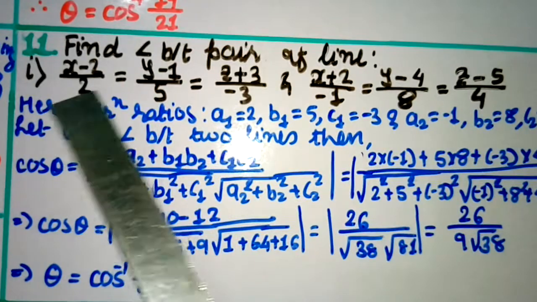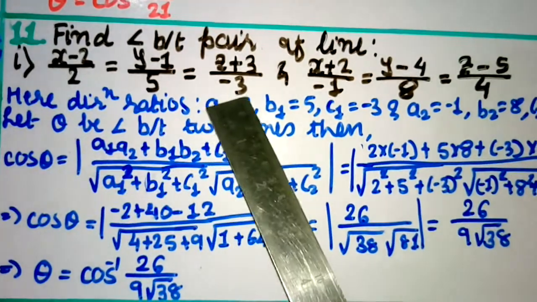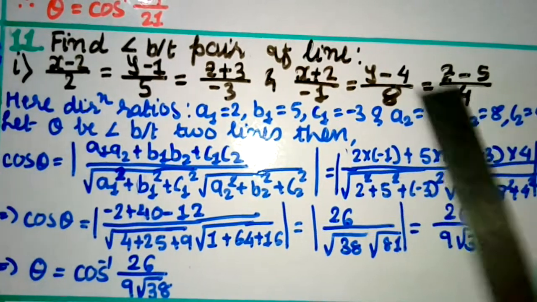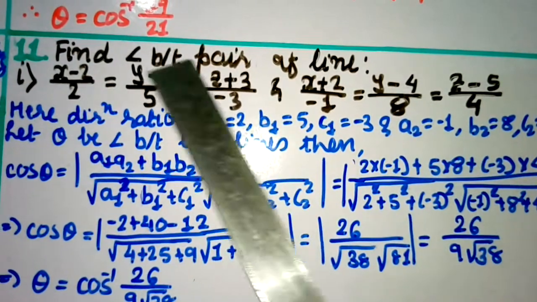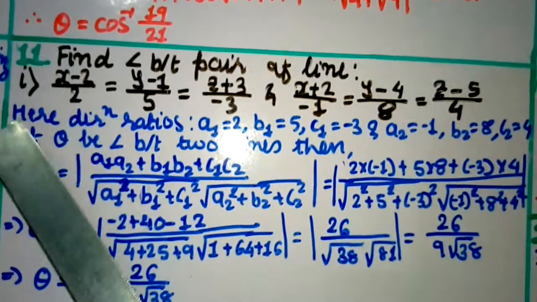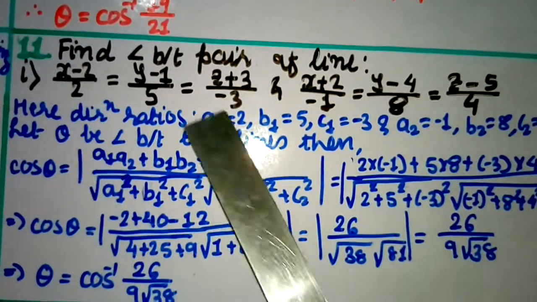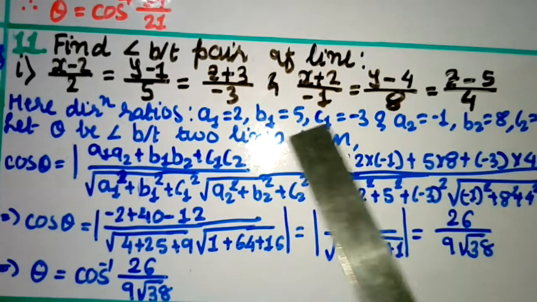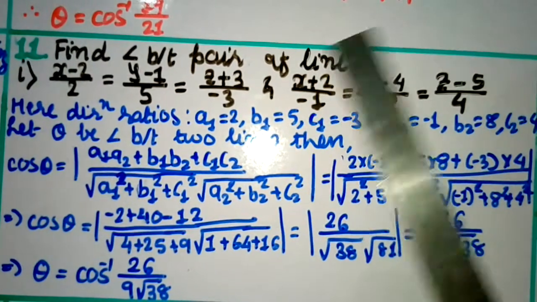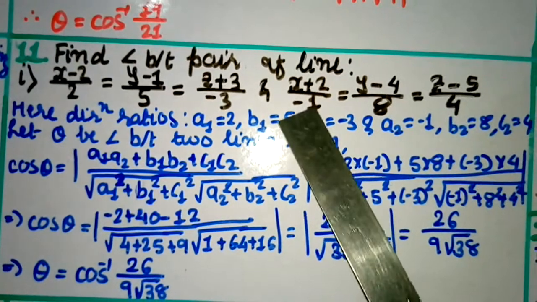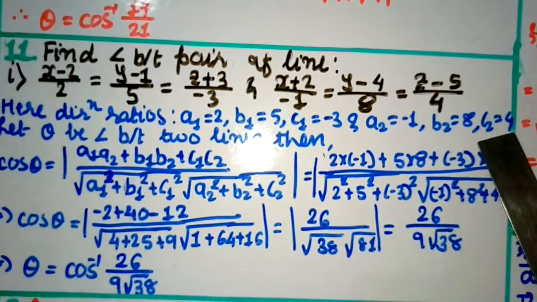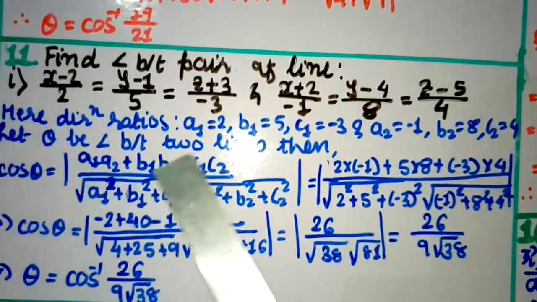Now this one is A1, B1, C1, the direction ratios, and here is A2, B2, C2. This is X1, Y1, Z1, and this you call X2, Y2, Z2. So here the direction ratios are: A1 is 2, B1 is 5, and C1 is minus 3. And for the second line, the direction ratios are A2 is minus 1, B2 is 8 and C2 is 4. Let theta be the angle between the two lines.